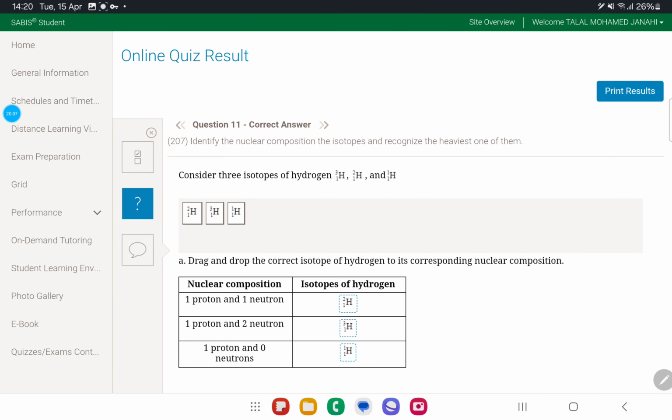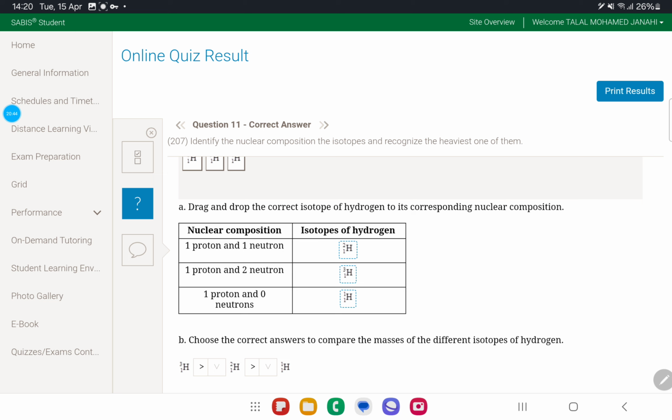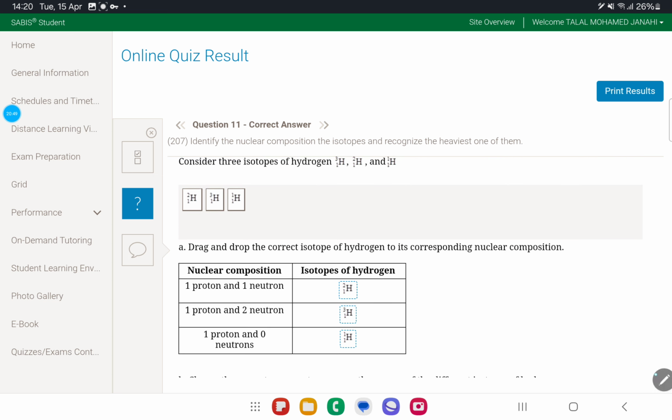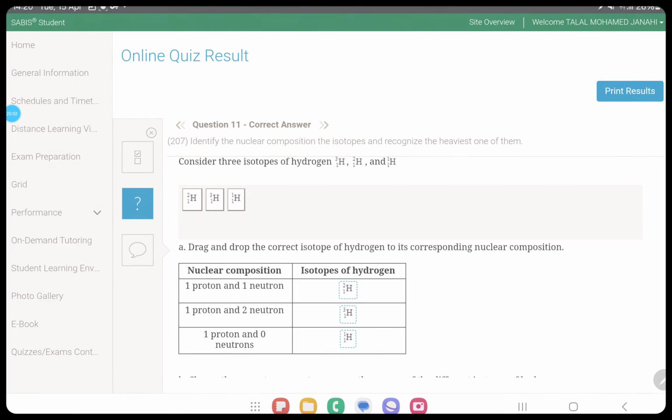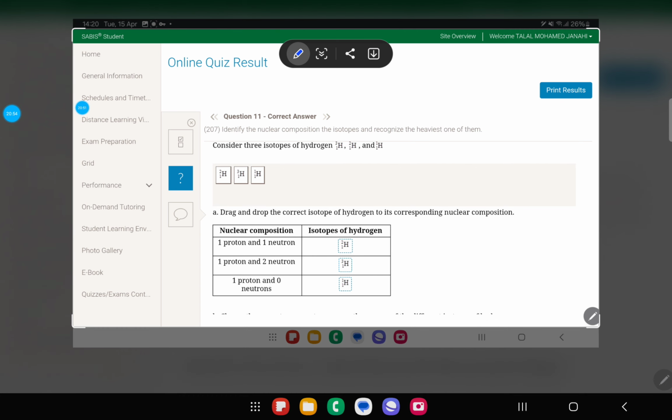Okay, so for question 11, consider 3 isotopes of hydrogen: 3H1, 2H1, and 1H1. Drag and drop the correct isotope of hydrogen to its corresponding nuclear composition. This is just simple stuff we took in chemistry. Here they're asking us to drop the isotopes of hydrogen in one of these boxes. They gave us the first one, 1 proton and 1 neutron. All of them have 1 proton, and now we just need to find which one has 1 neutron.